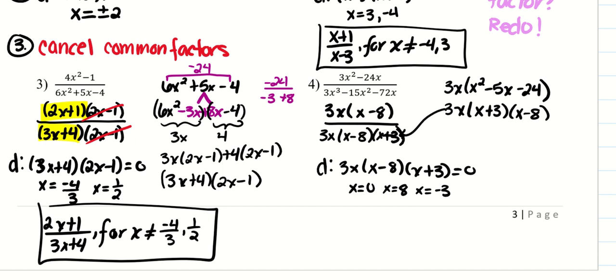Last step is to cancel. So I have a 3x, 3x, x minus 8, and x minus 8. It looks like we might not have anything left in the numerator, but we do have a positive 1. So the answer is 1 over x plus 3. That's a 1, not a 3. We have x plus 3 for our values of x that do not equal -3, 0, or 8.